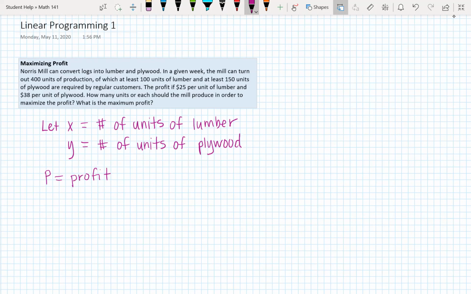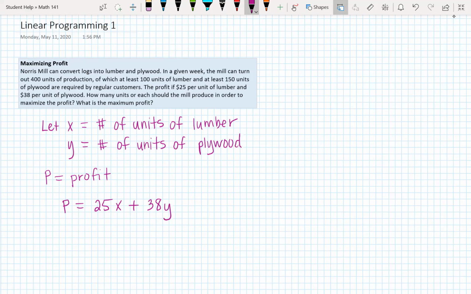And so the amount of money that we're going to be making is going to be $25 for every unit of lumber that we sell. So that's 25x. And then $38 for every unit of plywood. So that's going to be Y. So that's our profit equation.